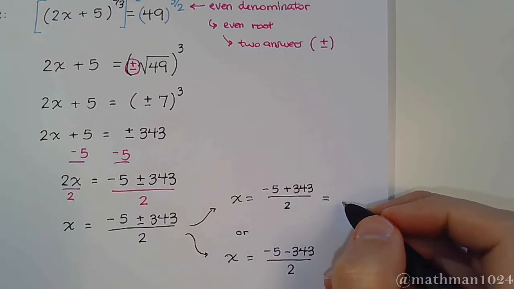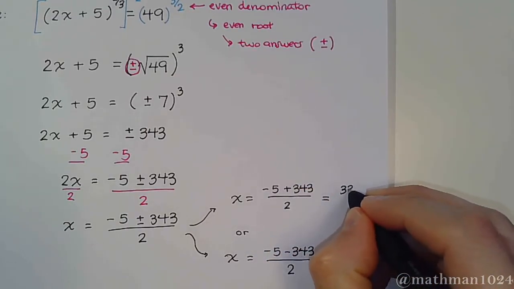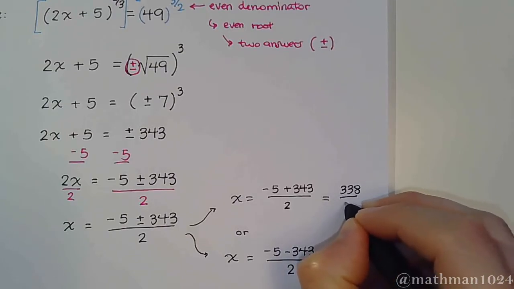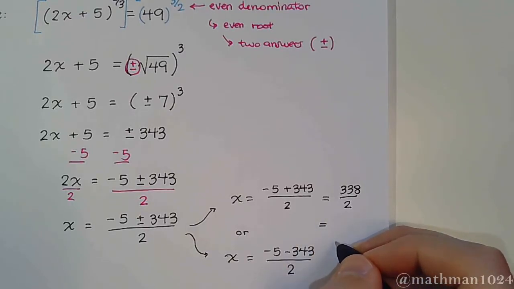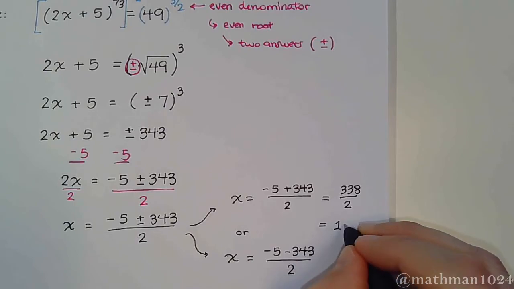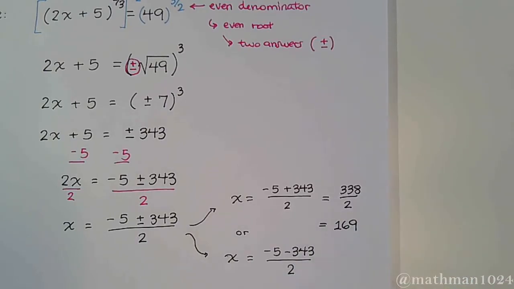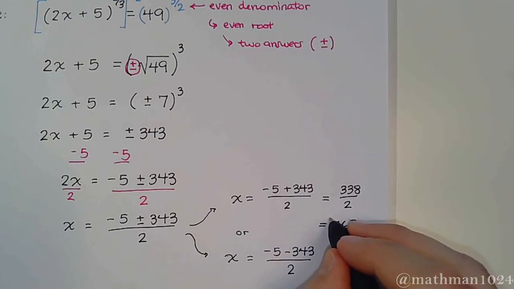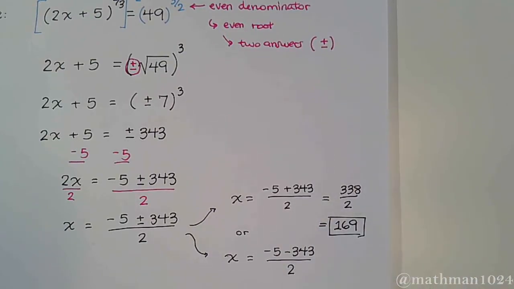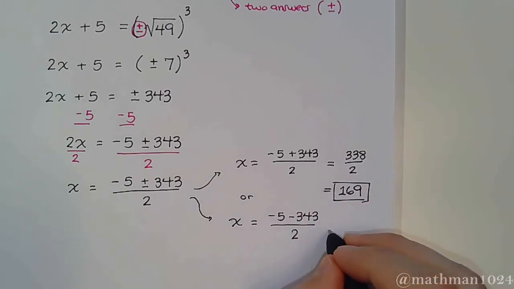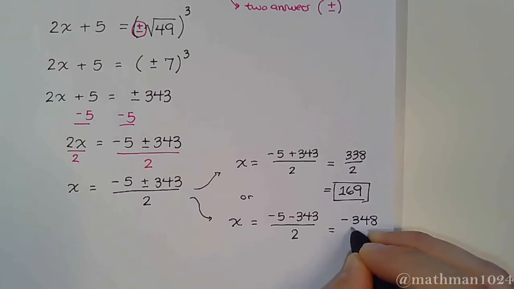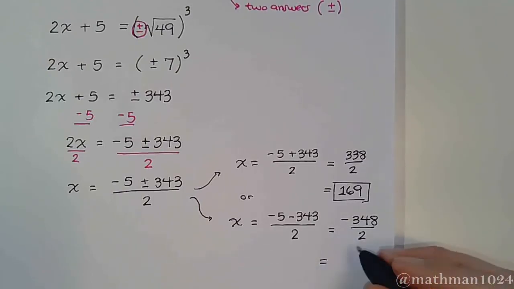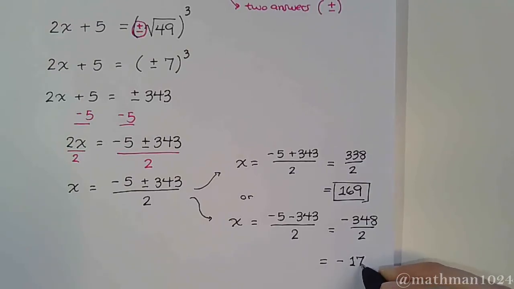Negative 5 plus 343 is 338. Hopefully you guys are checking me today after the debacle that was yesterday. 338 divided by 2 is 169. And then we look at the other side here. Negative 5 minus 343 is negative 348 divided by 2, which gives us negative 174.